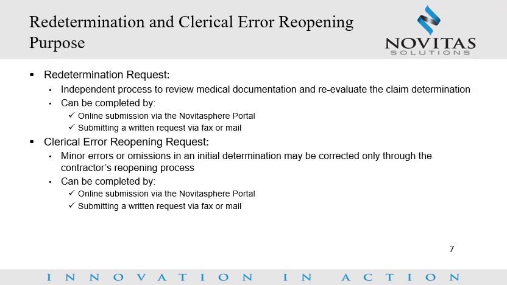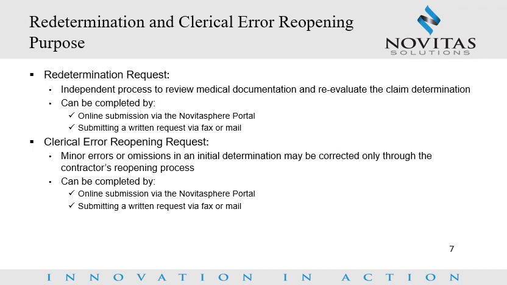Redetermination and clerical error reopening purpose. A redetermination request will review the submitted medical documentation sent with the appeal request and will allow an independent reevaluation of the claim determination. If the redetermination is favorable, the claim will be reprocessed for payment. If the redetermination request is fully or partially unfavorable or dismissed, a letter will be sent to the provider with details on their next steps in the appeal process.